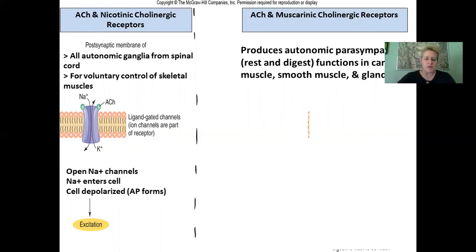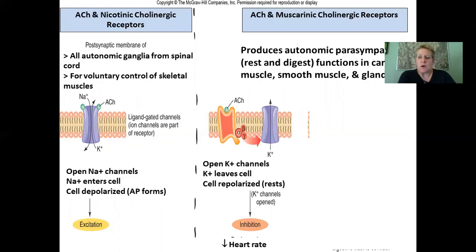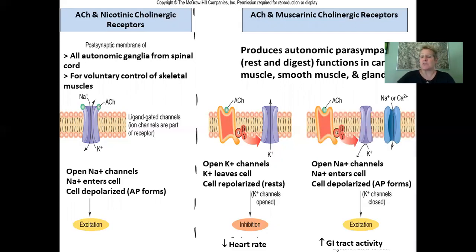Okay, on the other side, the right side, acetylcholine and muscarinic receptors, meaning you must, it's autonomic, you have no choice, and acetylcholine binds to cholinergic receptors. So if this is heart muscles that are responding, acetylcholine binds to a muscarinic cholinergic receptor on the heart. And look, potassium ion channels are opened up, potassium leaves, and that means the heart rate goes down, the heart rests. Okay, what happens when acetylcholine binds to other muscarinic cholinergic receptors? Okay, GI tract activity.